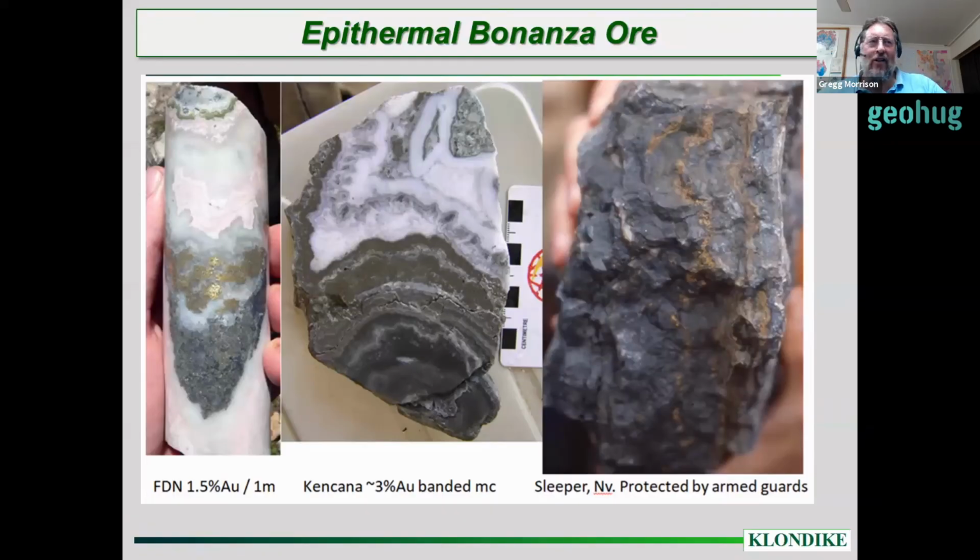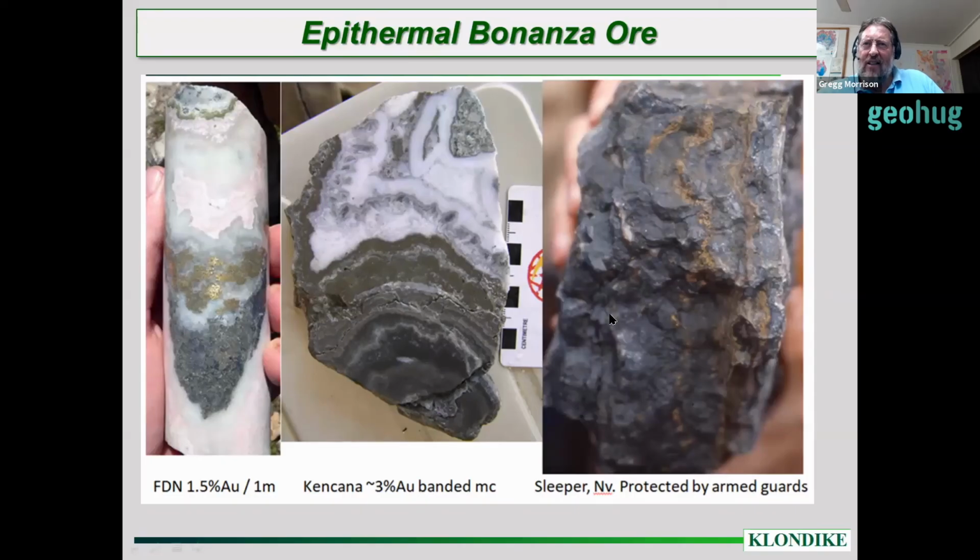And just to make your day, here's 3 examples of bonanza stuff that I've visited or worked on. Anyway, there's that same sample from Fruta del Norte. Here's one from Quinchana at Gosawong. These are ginguro bands, but this sample has about 3% gold in it. And this is a sample from Sleeper in Nevada.